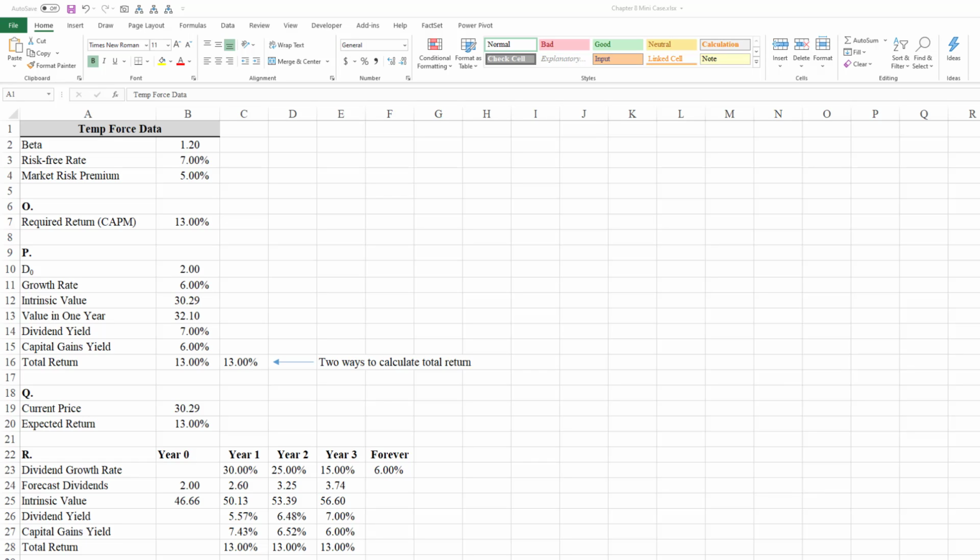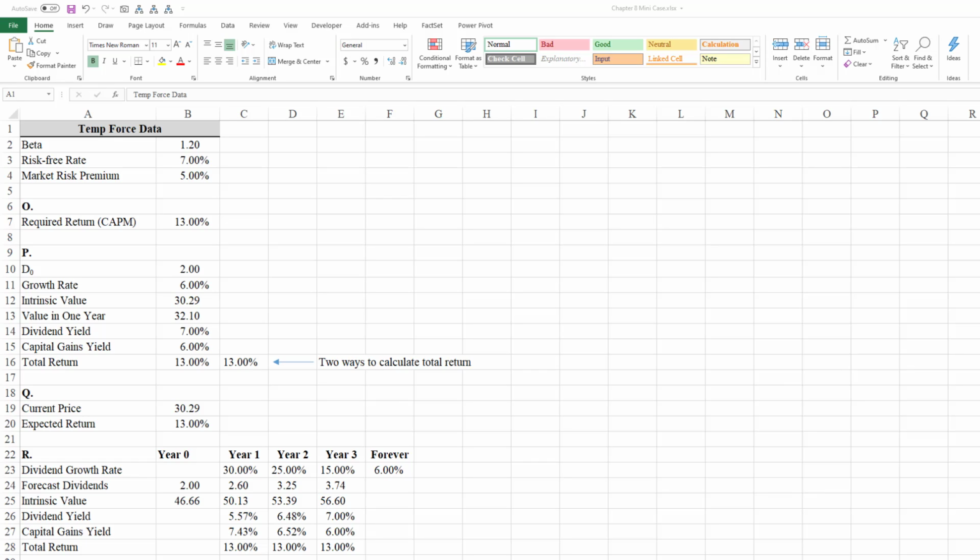So what do we need to do? Well, first step, we're going to find the horizon value at year 3. And then we're going to find the present value of the dividends from year 1, 2, and 3, plus the present value of the horizon value. That will give us the intrinsic value of the stock today. So the process is identical to what we've done with free cash flows. The only difference is now we're using dividends.